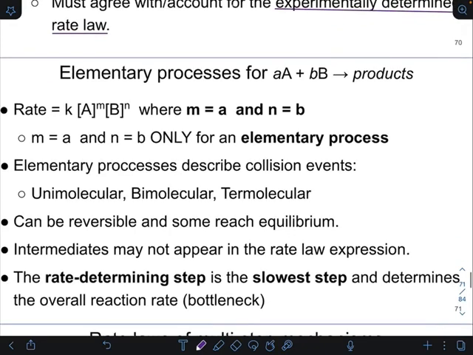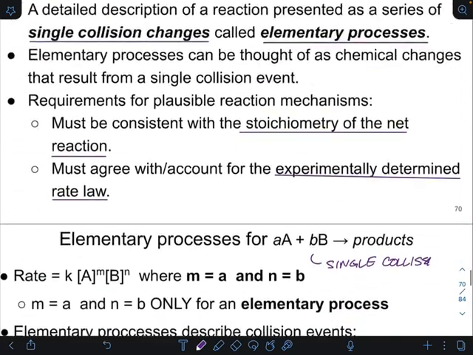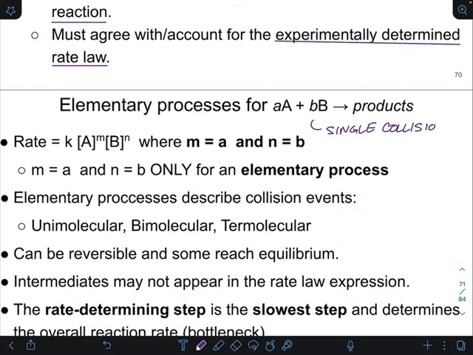All right, so if you have an elementary process where A and B are colliding in a single collision, then you can say that your rate is equal to k[A]^m[B]^n, and you can say that m is equal to a and n is equal to b. So only if it is a single collision.